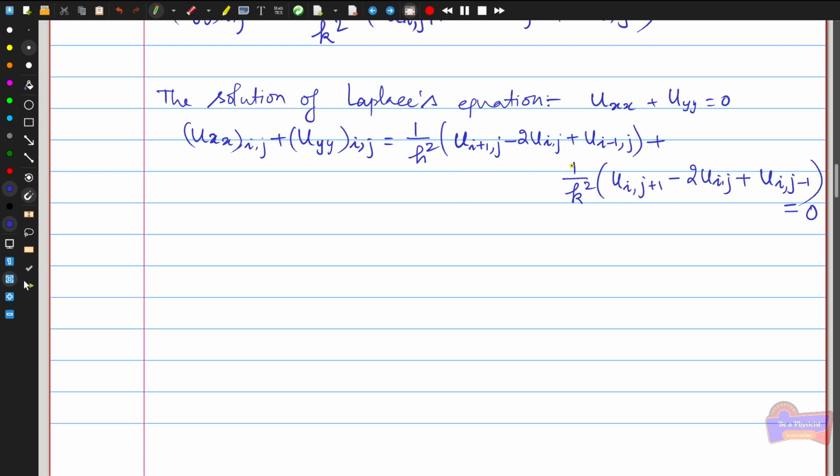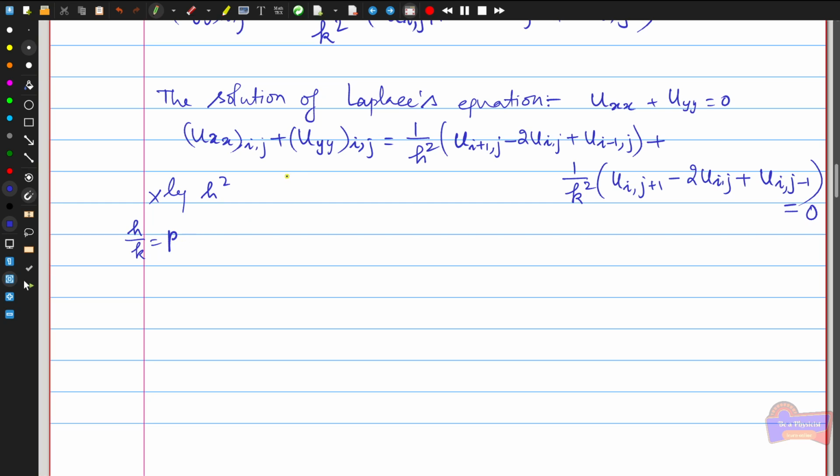So in order to simplify this equation, I am going to multiply the left hand side by h squared. So this h squared will get cancelled, and you will get h squared divided by k squared. So h divided by k, I can take as another variable p, because this h and k are constant values for the particular equation.